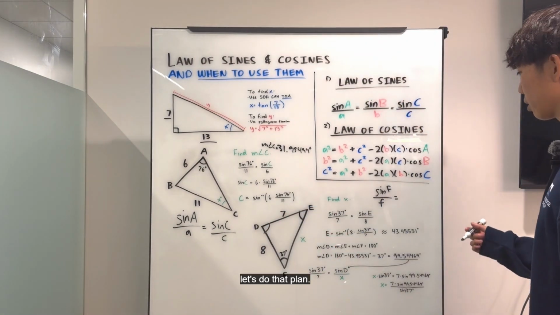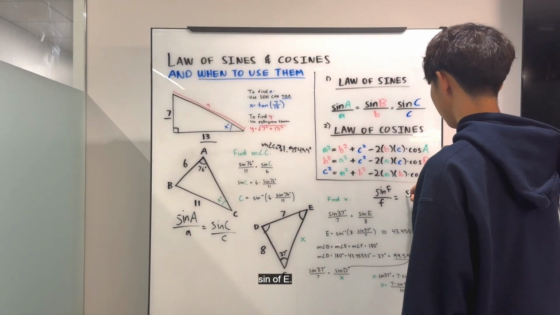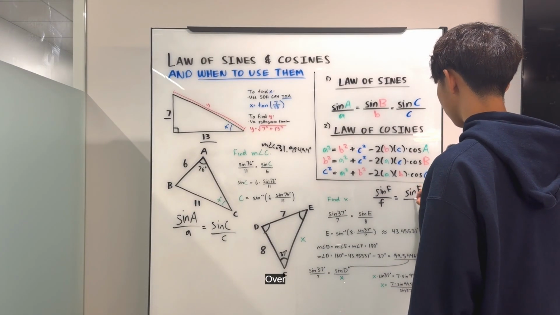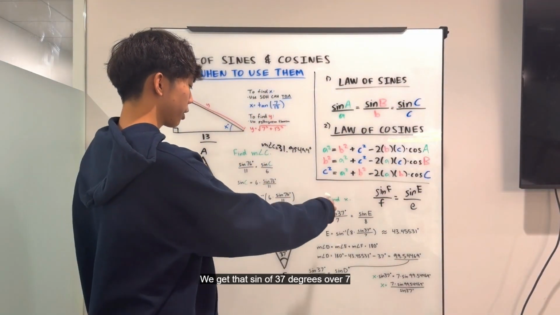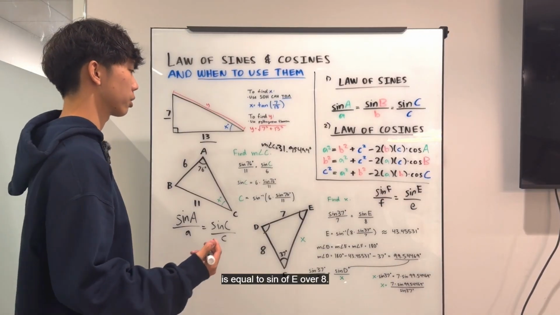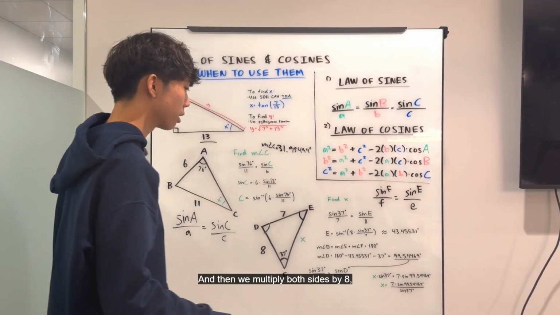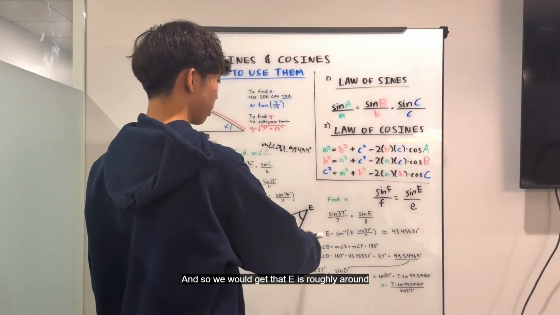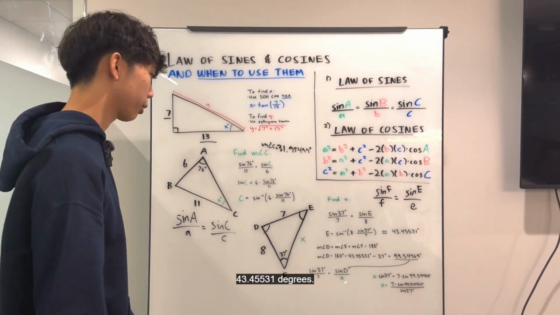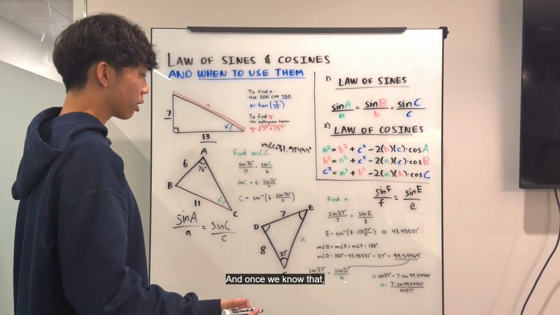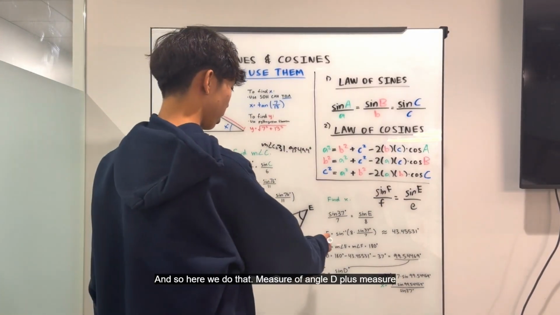Let's do that plan. So sine of F over f is equal to sine of E over e. When we plug in the values that we know, we get that sine of 37 degrees over 7 is equal to sine of E over 8. Then we multiply both sides by 8, and take the inverse sine of that. So we get that E is roughly 43.45531 degrees. Once we know that, we can use the fact that all the angles in a triangle add up to 180.